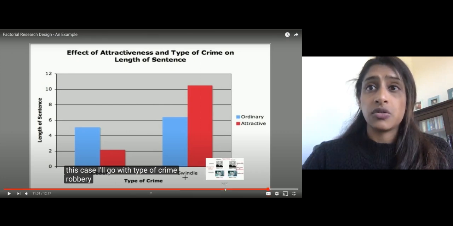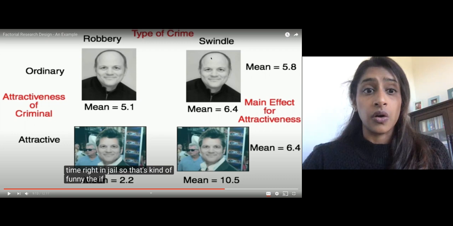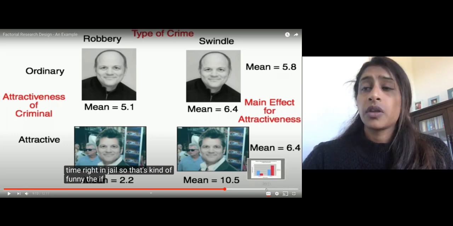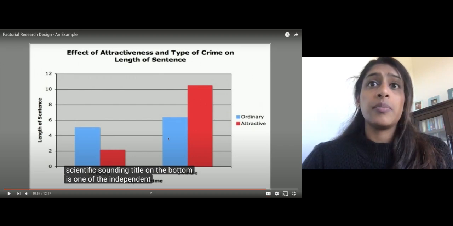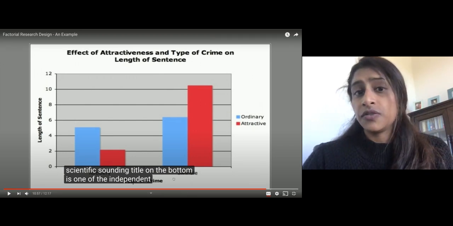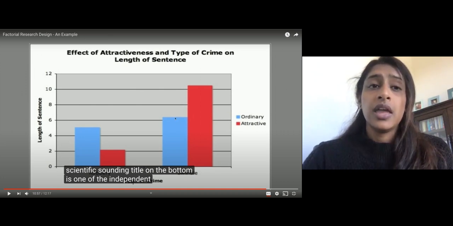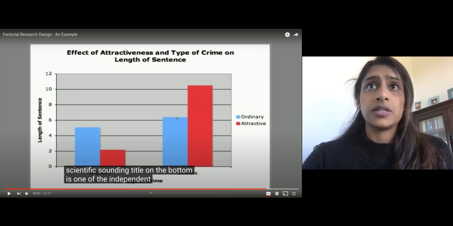Okay, let's go back to our chart. Then we have an ordinary person who commits a swindle, and they get about 6.4. So we go back over here. Our ordinary person, now this is the different type of crime, right? So we take an ordinary person who does a swindle, and we got that 6.4, so we draw that out.